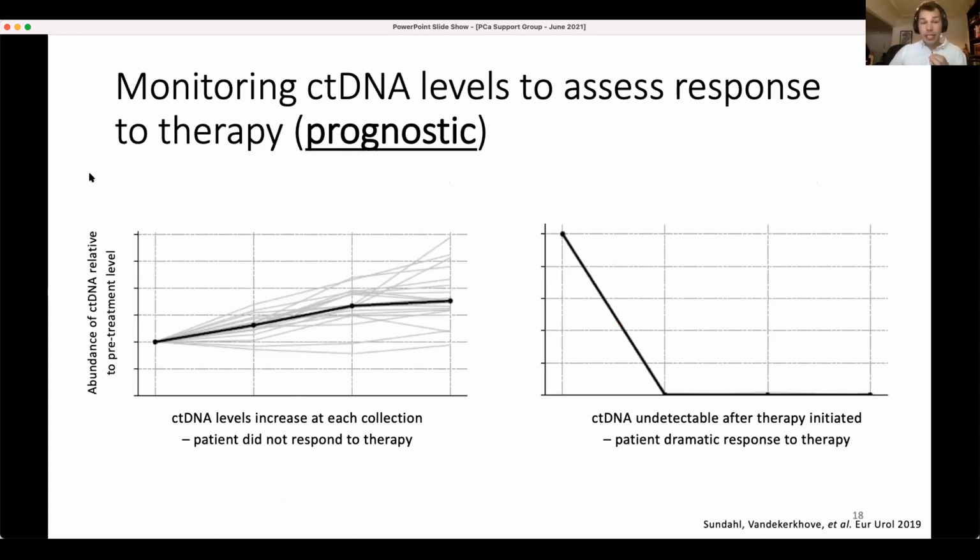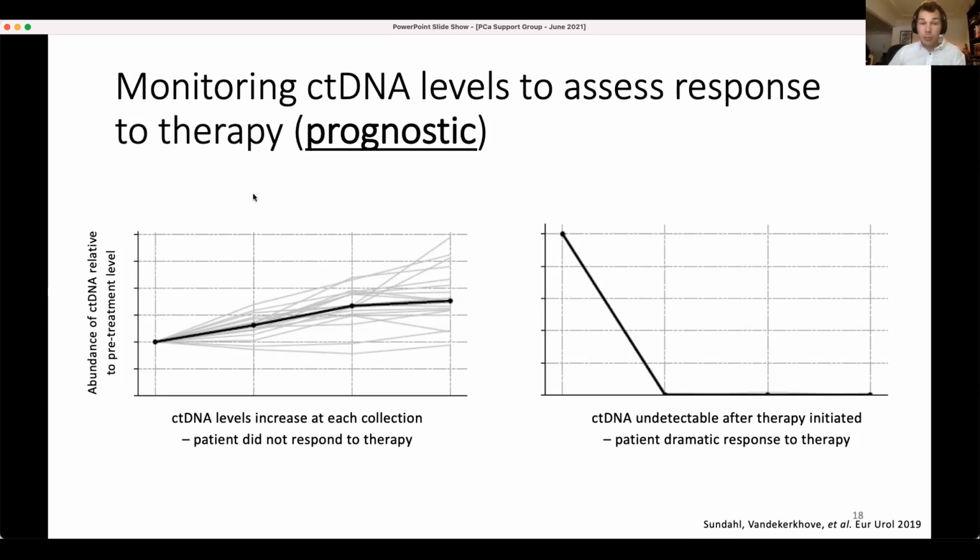Because the amount of ctDNA in the blood is so closely connected to patient prognosis, we can actually use ctDNA levels in the blood to also monitor how well patients respond to a given therapy. So on the left-hand side, a patient was beginning treatment with abiraterone, and we collected ctDNA over several days to see how it changed in response to therapy. In this case on the left, the patient did not respond to the therapy, unfortunately, and we see this reflected in their ctDNA levels. So the ctDNA is rising over time, indicating that the therapy was not very effective in this patient.